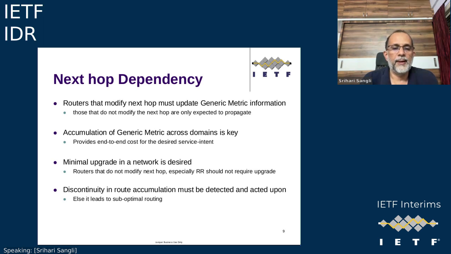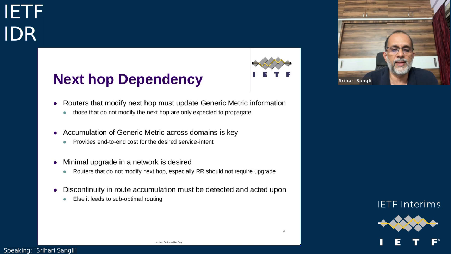But back then, the RRs were pure RRs. Most of the deployments had pure RRs, which means they did not modify the next hop. Whereas today, we see a lot of deployments with inline RRs and RRs modifying the next hop. So anything that modifies the next hop to add additional functionality means the RR needs to be upgraded. If the RR is doing next hop manipulation, we don't have any other choice. But if the RR is not modifying the next hop, then we do not want the RR to be upgraded. So minimal upgrade in the network is most desirable.